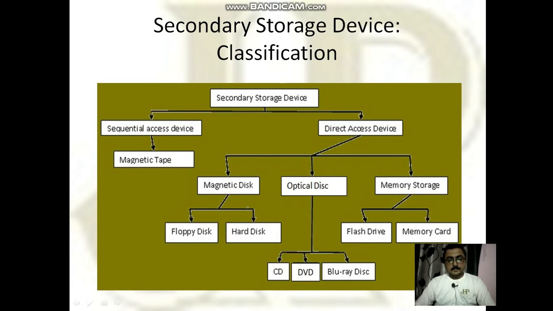In magnetic disk, there are various types, but most popular are floppy disk and hard disk. Optical disk can be CD, DVD or Blu-ray disk, while memory storage can be flash drive, memory card, etc. So, let's start to discuss the devices one by one.